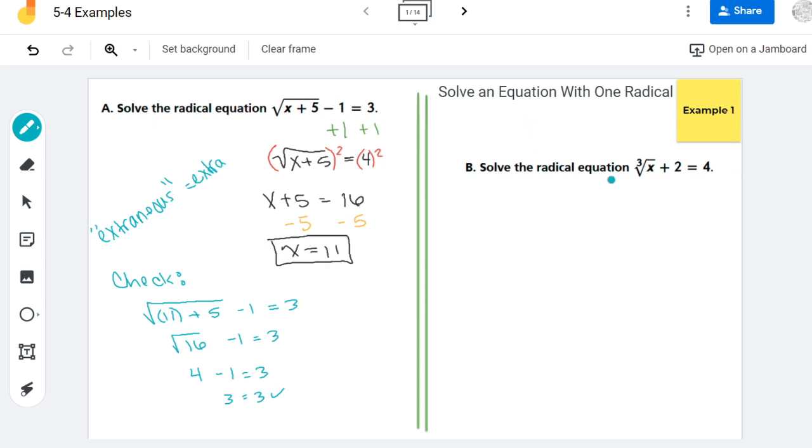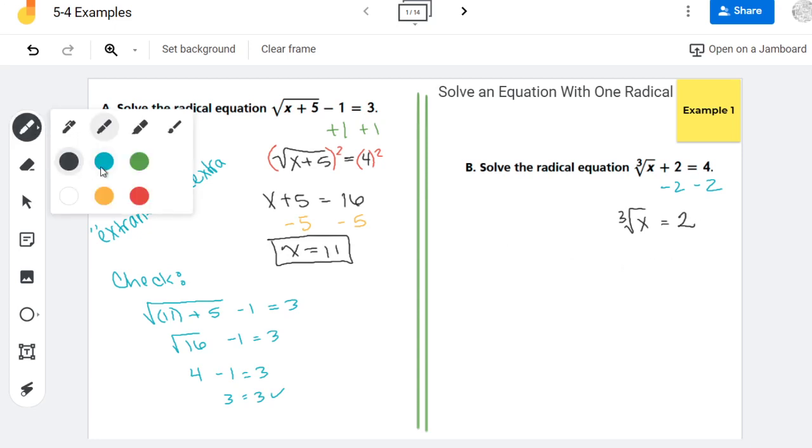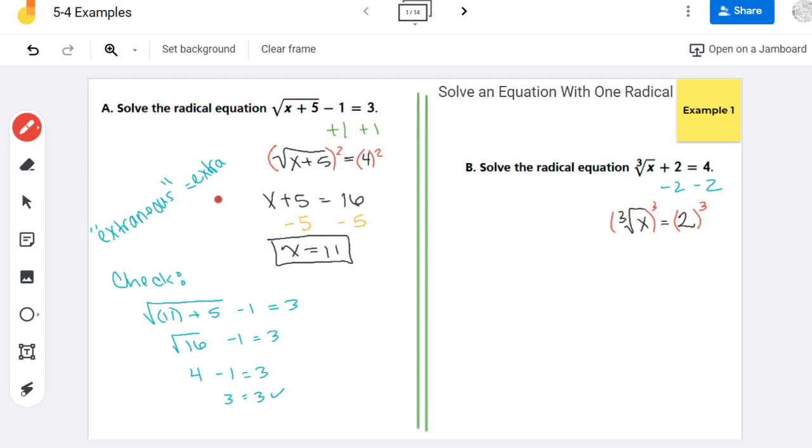So let's try it again here on the right. Again, you need to get the radical by itself, so I'm going to subtract 2 from each side of the equation. I get that the cube root of x is equal to 4 minus 2, which is 2. Then to counteract that radical, you're going to raise to the third power. I'm just matching my index.